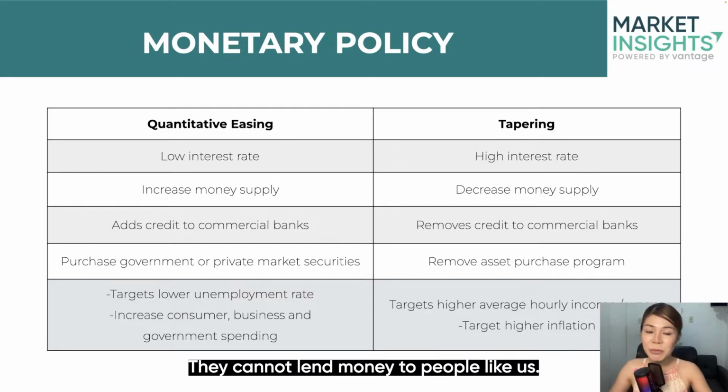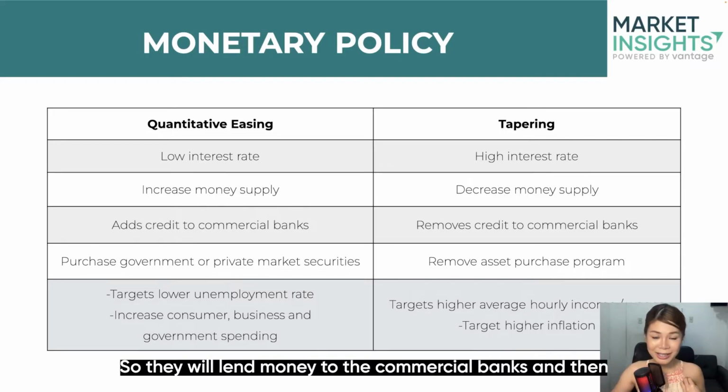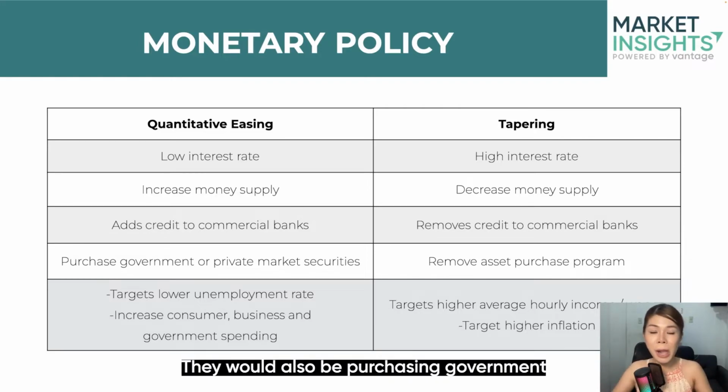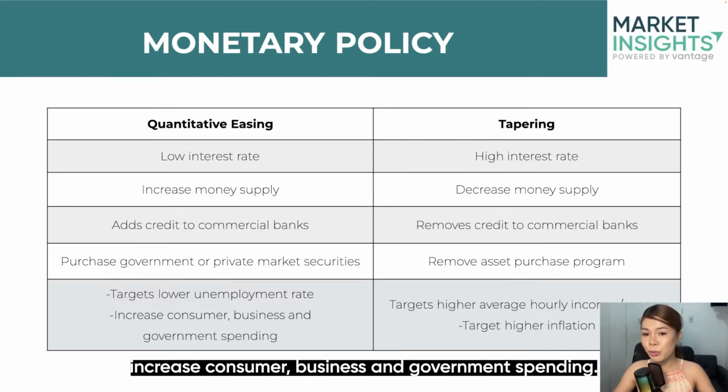They cannot lend money to people like us. So they will lend money to the commercial banks, and then the commercial banks will be lending money to businesses and individuals. They would also be purchasing government or private market securities, and the target is to lower the unemployment rate, increase consumer, business, and government spending.